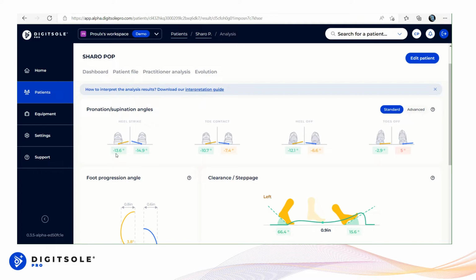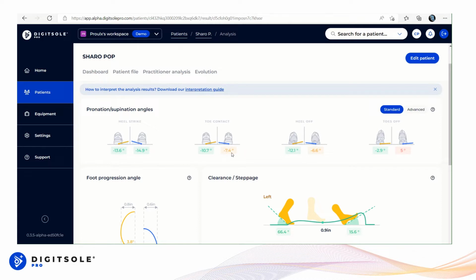We can see that we heel strike at negative 13.6 degrees and negative 14.9 degrees on the left and right feet respectively. A negative orientation means a heel inverted position, or sort of a supinated position, which makes sense because that's the normal orientation of the foot upon heel strike. You'll also notice the coloration in green, and as we mentioned in the general view, that green is within the normative data of that particular patient's demographic.